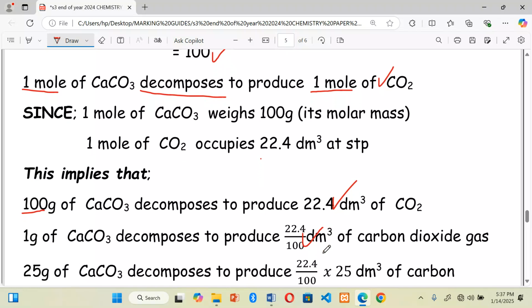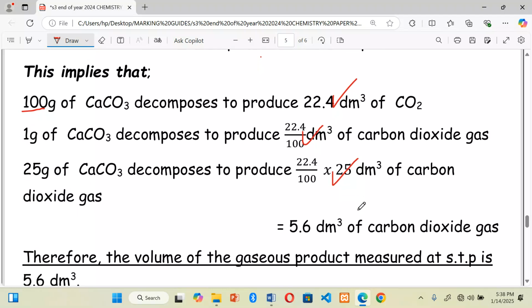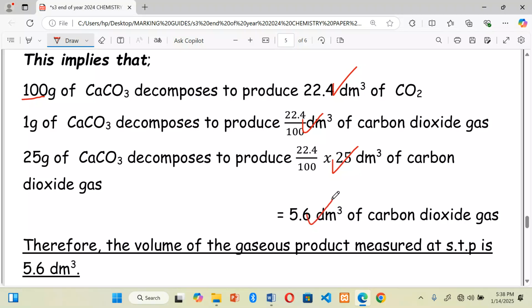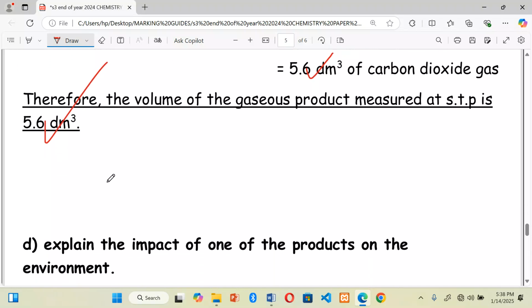That is good. We continue. What about the 25 grams? This was given in the scenario. 25 grams of calcium carbonate decomposes to produce 22.4 over 100 times 25 decimeter cubed of carbon dioxide gas. And finally, we get our answer as 5.6 decimeter cubed of carbon dioxide. It's good to conclude and you say, therefore, the volume of gaseous product measured at STP is 5.6 decimeter cubed. And you get all your scores.